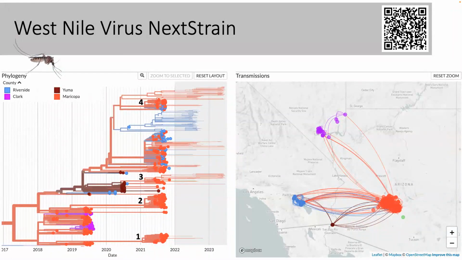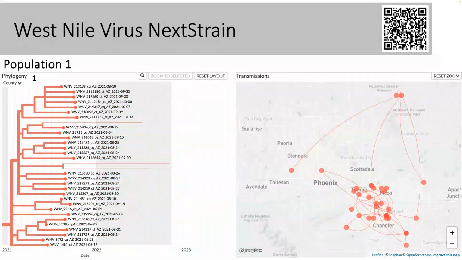And so we've identified 4 Maricopa County endemic populations. And so they've had exportation from Maricopa County, but no new introductions into that population. And when we zoom into the first population, we can see that this is a population that is centered around kind of the eastern part of the valley or eastern part of the county, around Tempe, Mesa, and Chandler.